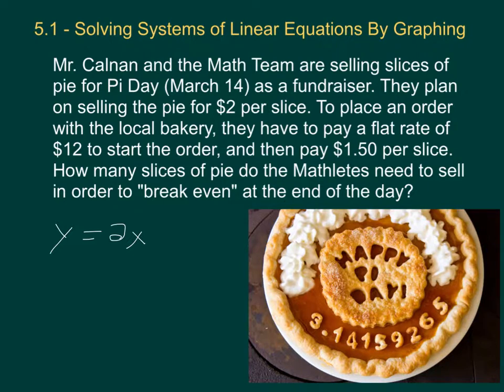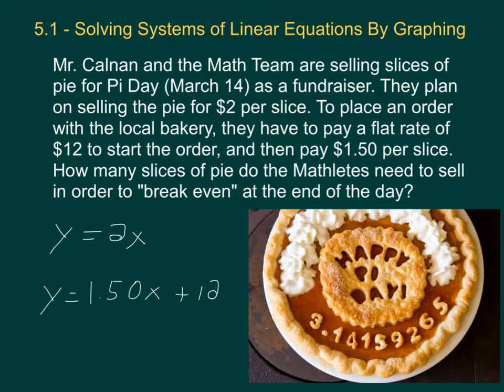Our second equation comes from the fact that we're starting to pay this bakery $12, that's going to be our y-intercept, and then $1.50 per slice. Again, the per tells us that that's our slope. We get 1.50x plus 12. That's our y-intercept. So these two equations will tell us how much money we're taking in and how much we're spending. As long as these two end up being equal, we're in good shape.